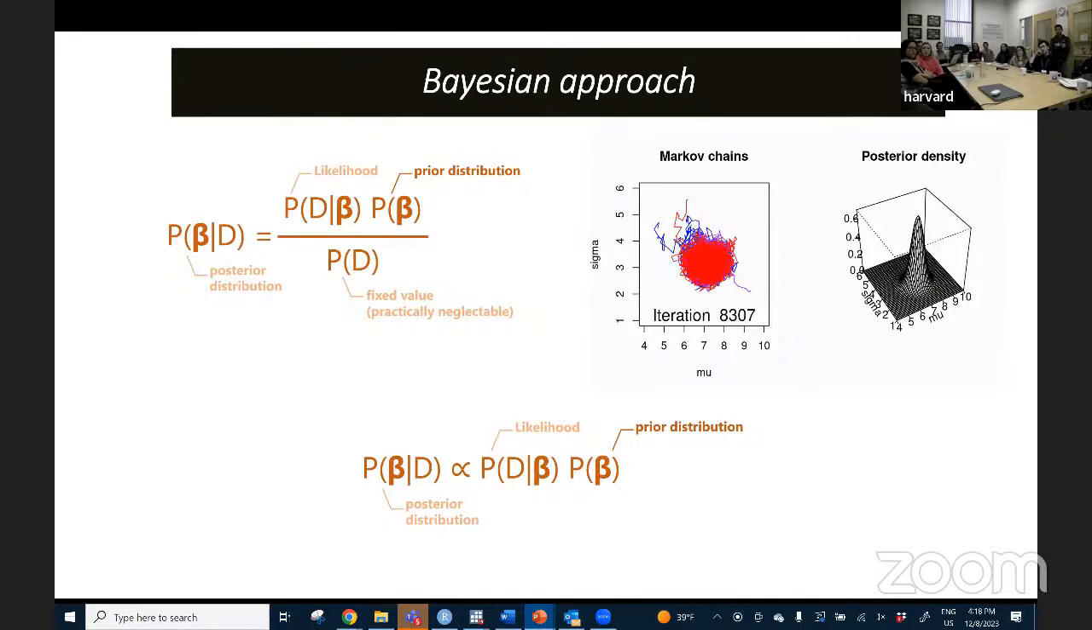But of course, it usually requires R or Python. It's not available in all the packages yet, because it first requires a lot of new understanding of how to interpret the outputs, right? And it requires a lot of computational power as well.